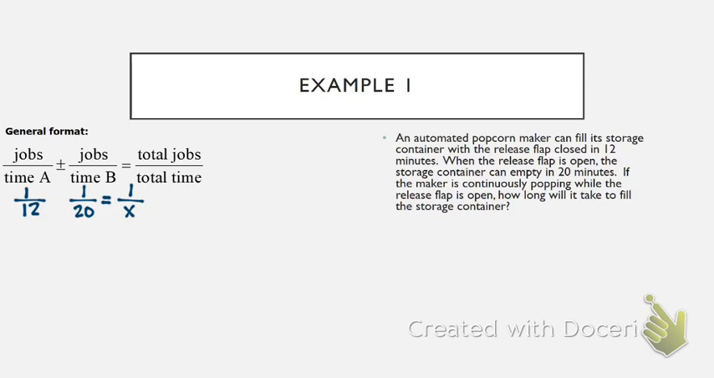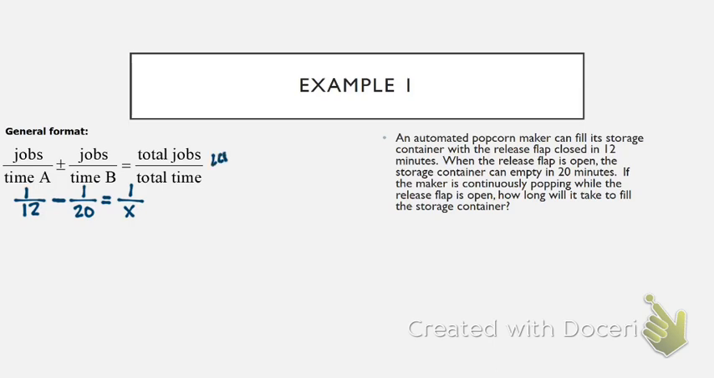So this first rate, this 1/12, is filling the container at a rate of 12 minutes. The 1/20 is emptying the container at a rate of 20 minutes. So since these things are working against each other, one fraction is filling up the popcorn container, one of them is emptying the popcorn container. Since they are working counterproductively, we're going to subtract the two from each other. Other than that, we solve it the exact same.